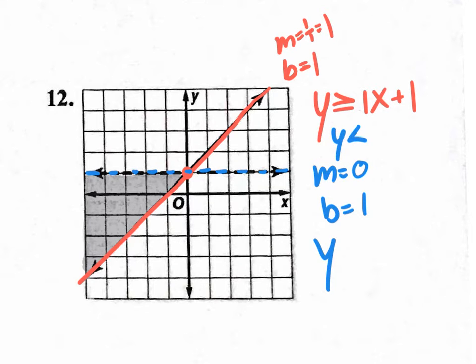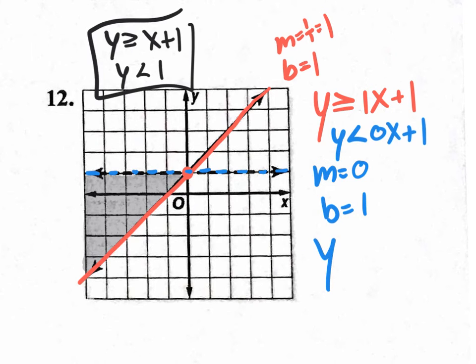I do not put a solid line underneath it because it's not a solid line, but I did shade below. And then it's 0x plus 1, but you don't need to put a 0x. I mean, you could if you wanted to, but it's really just going to be y is less than 1. So your system of inequalities on number 12 is y is greater than or equal to x plus 1, and y is less than 1. This is your system right here for number 12.